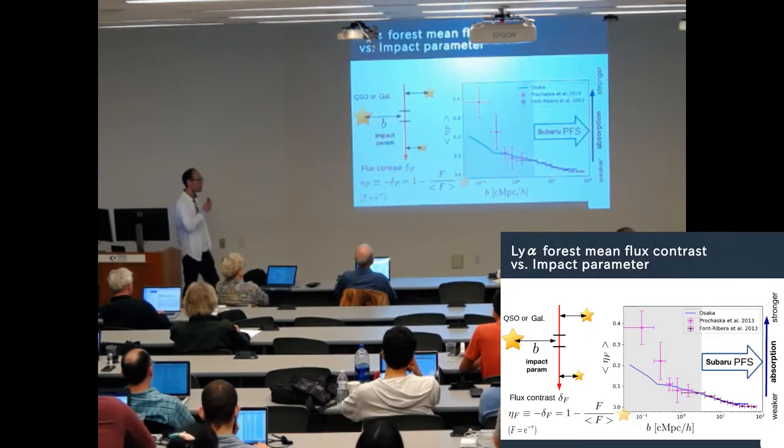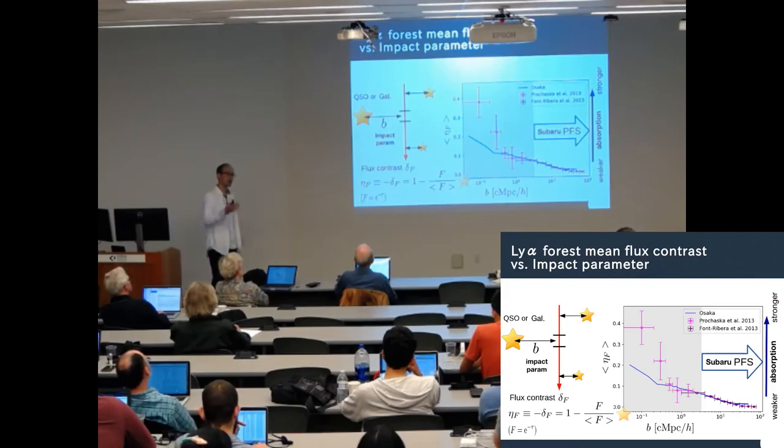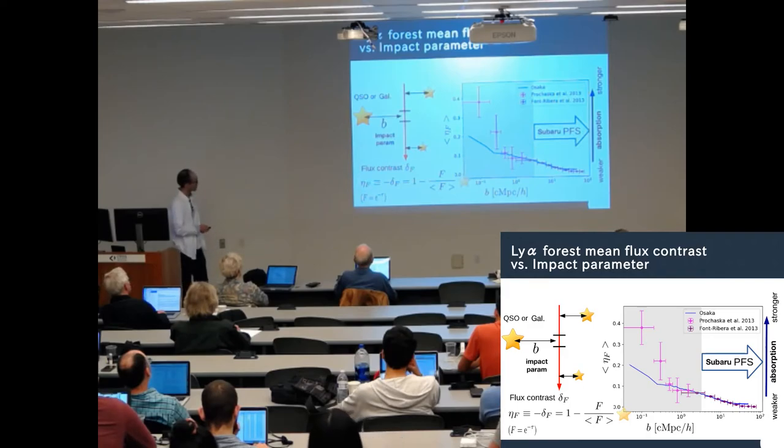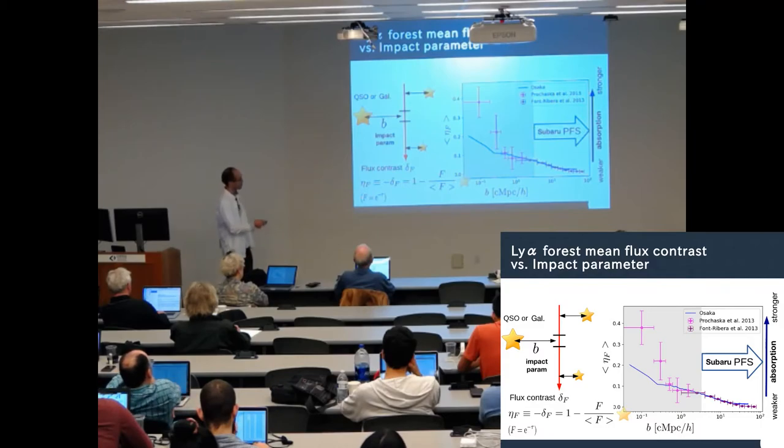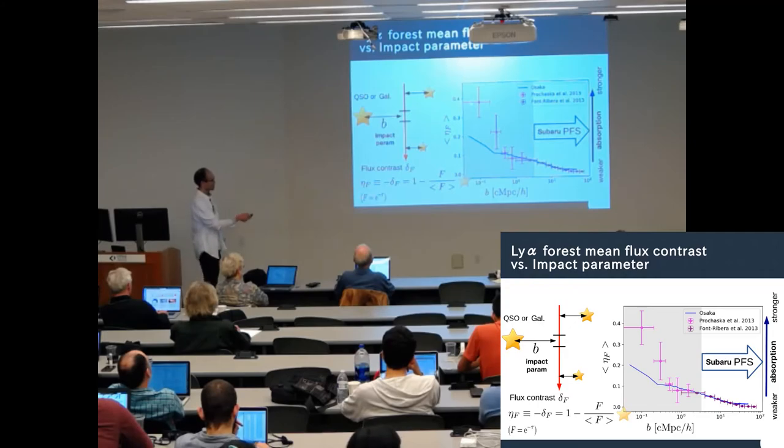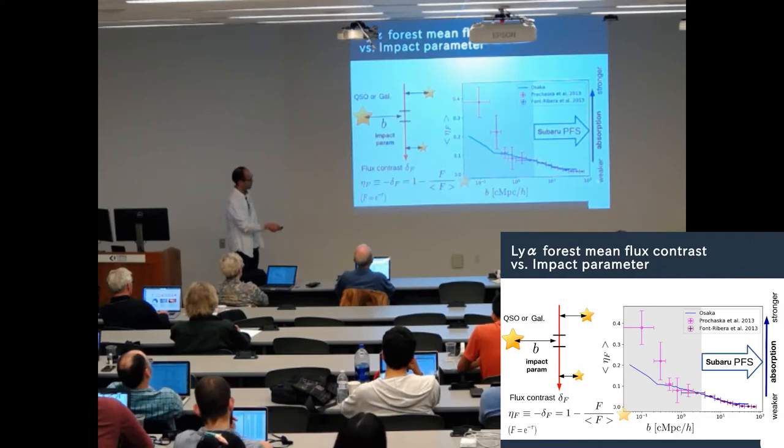Another, more direct correlation between galaxy and the gas is to look at the mean flux contrast and the impact parameter of the galaxy. So this is the mean flux contrast, which tells us about the absorption strength, the stronger absorption versus the weaker absorption, as a function of impact parameter. There's already data that Jason Prochaska has looked at, and these are data points from his survey. On the large scales, we agree very nicely with these data points from these two groups. On small scales, there are some differences.